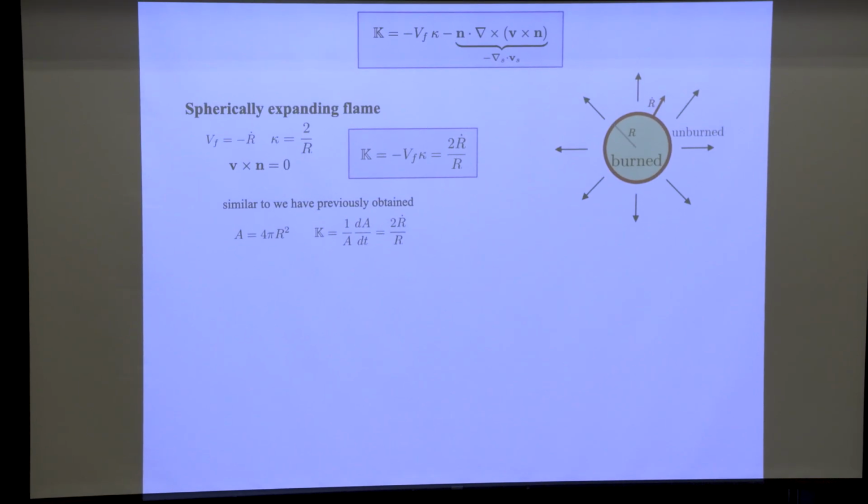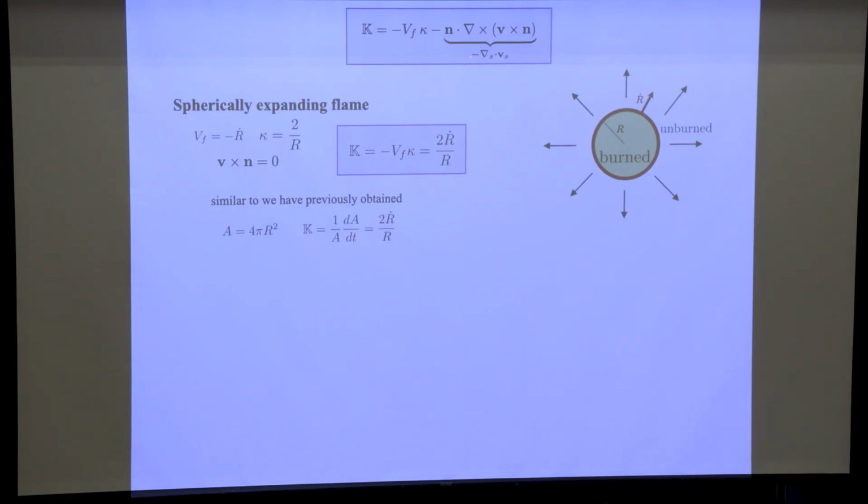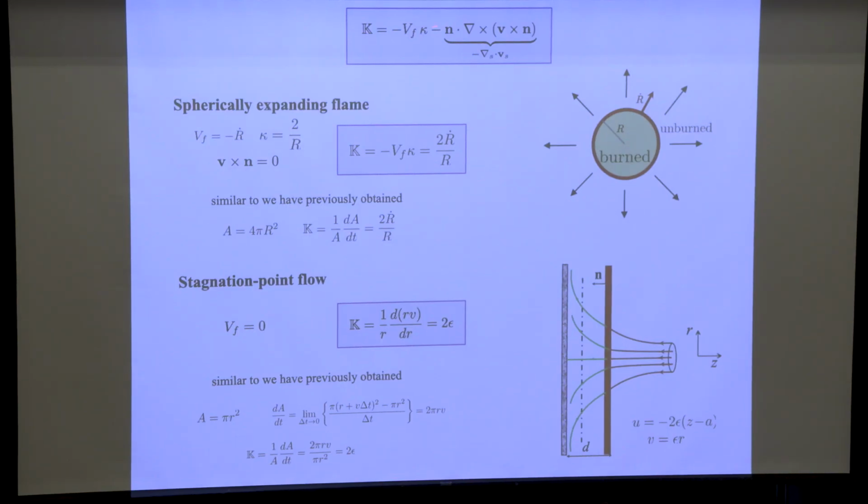An example is the spherical flame. We have seen before how we computed it directly by the area and so on, but from this formula, it's very simple. The flow is radial, so this term is gone. It only comes from here. V sub f is r dot, and kappa is 2 over r. So you get this expression like before. For a stagnation point flow, the curvature is 0, the flame is flat, and the only contribution comes from the tangential gradient, which in this case is dV/dr, and that was computed before. V is epsilon r, and so you get the 2 epsilon, okay? This is the gradient because it's in cylindrical coordinates, right? In planar two-dimensional form, it is just d by dx or d by dy.